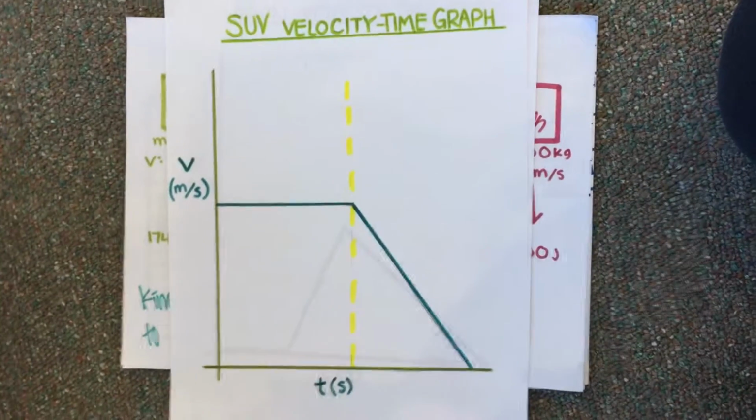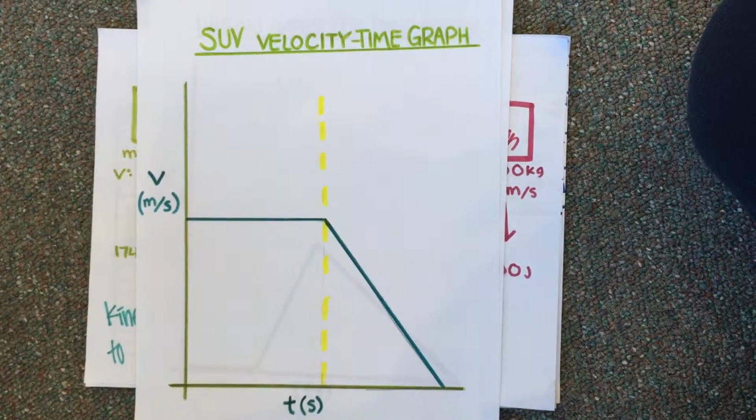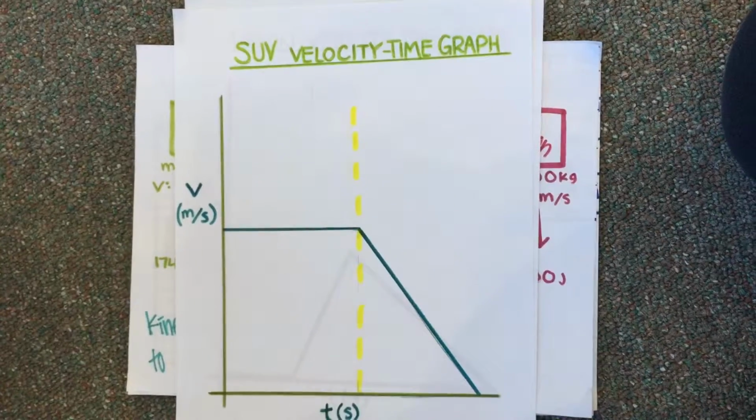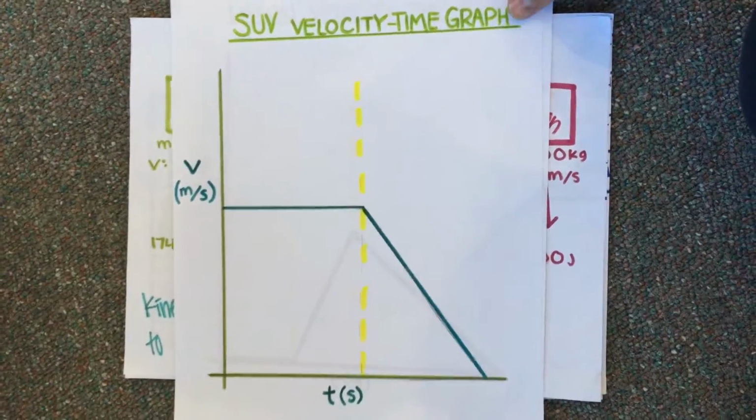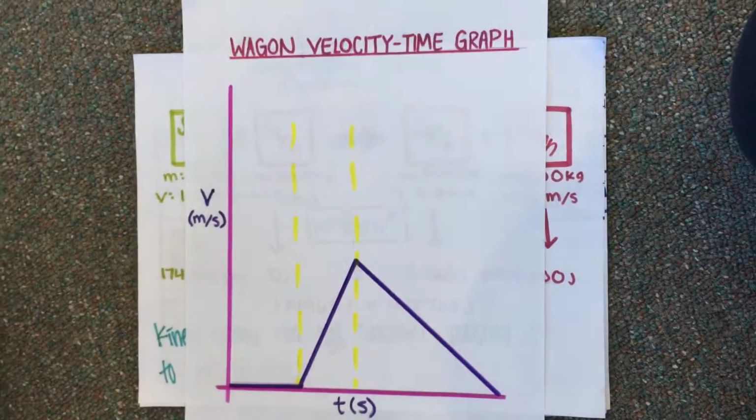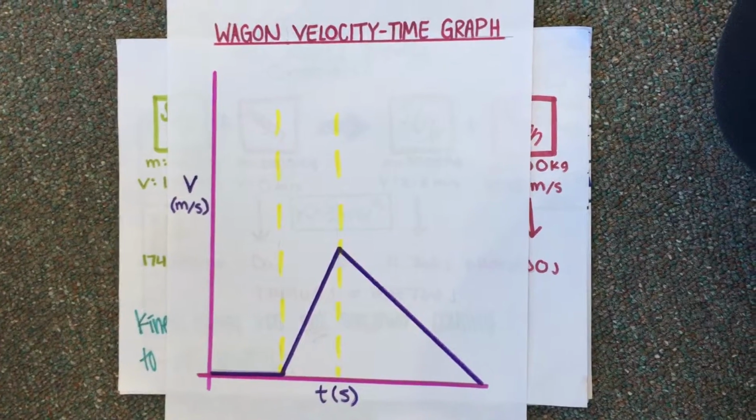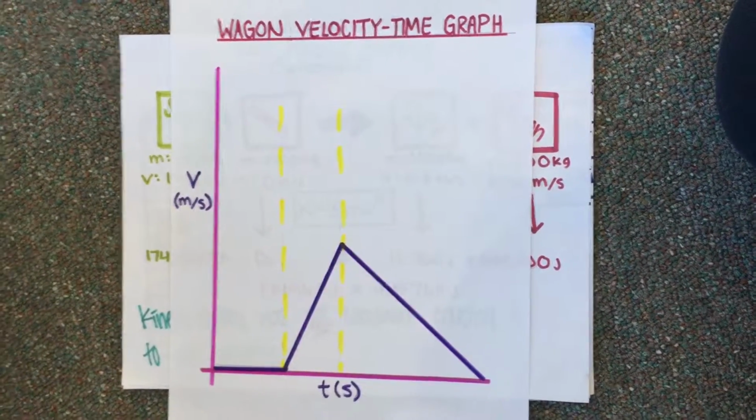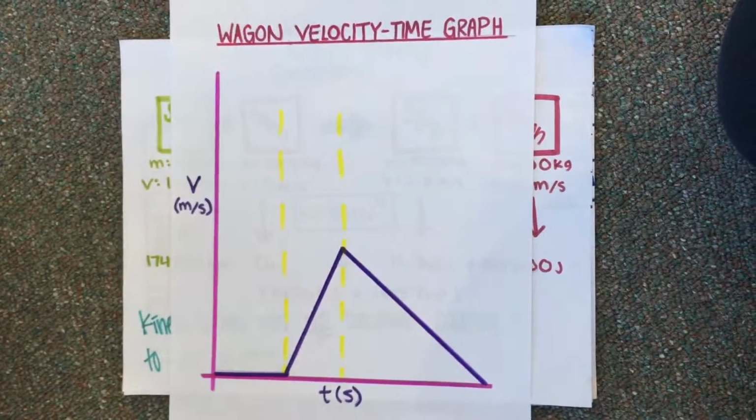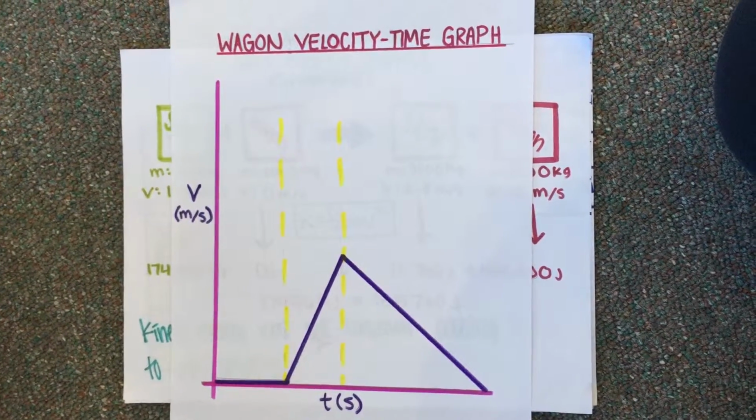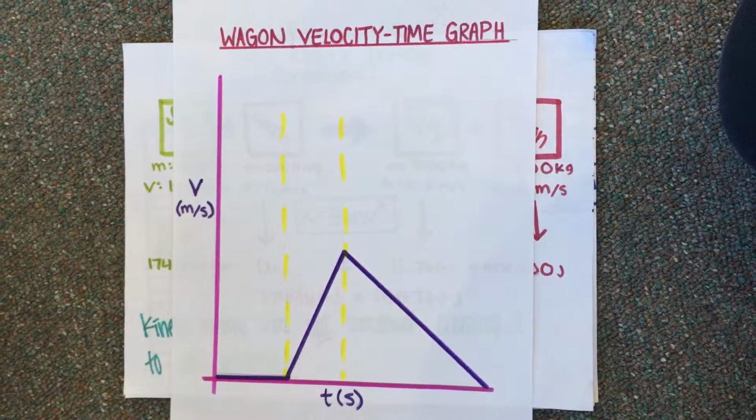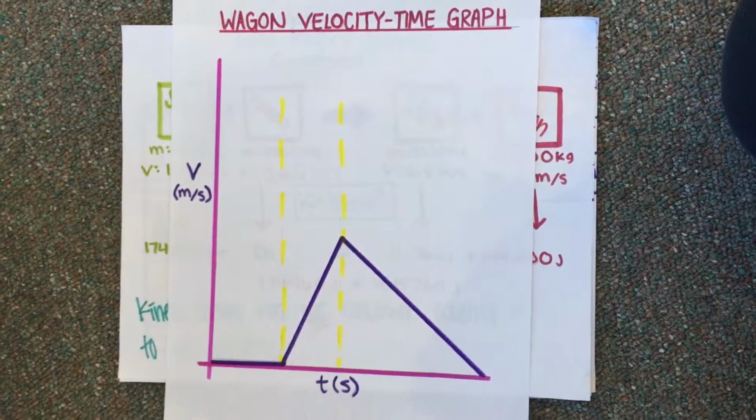This is the SUV velocity time graph. It shows that the SUV was moving at a constant velocity, and then after the impact it decreased to 0. This is the wagon velocity time graph, and it shows that the wagon had a velocity of 0 because it was stopped at the light, and then when the SUV hit, the velocity increased rapidly, then decreased to 0 after braking.